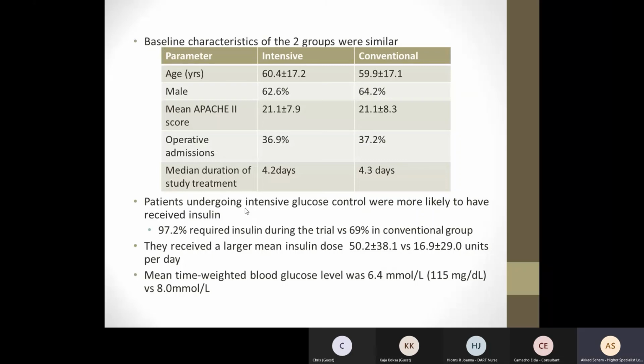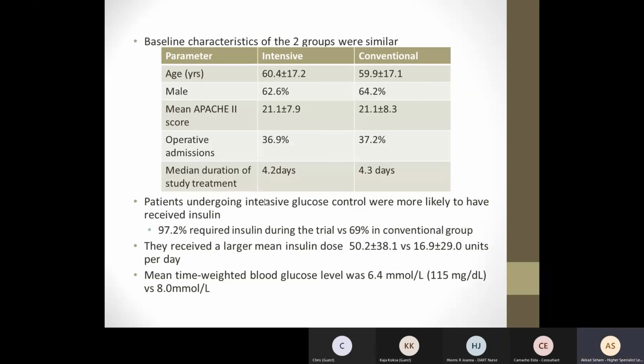And then this is basically the data, and you can look at the baseline characteristics of the two groups. So they were very comparable with the intensive and conventional groups. The age was very similar, about 60 was the mean age. About 62% were male. APACHE scores were similar. Operative admissions were similar, and the length of stay was also similar.